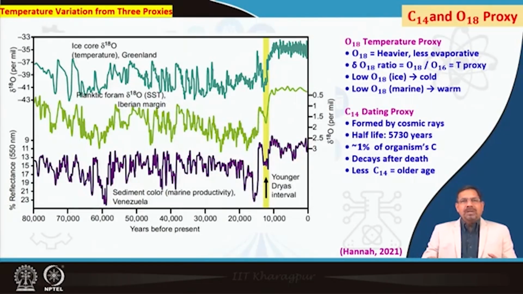And you can very well see the middle one, which is depicted in the green color, has again come from the O18 proxy, and then you see it here in terms of the curve which is between 0 to 10,000 years. All of them are shooting off. The third one reflects the percentage of reflectance at 550 nanometer.